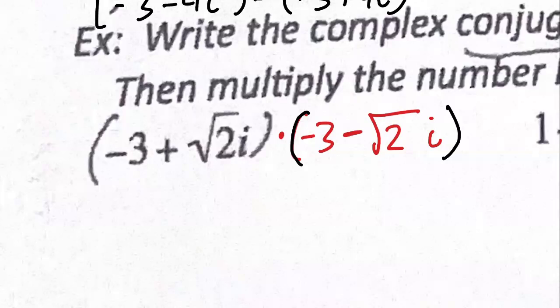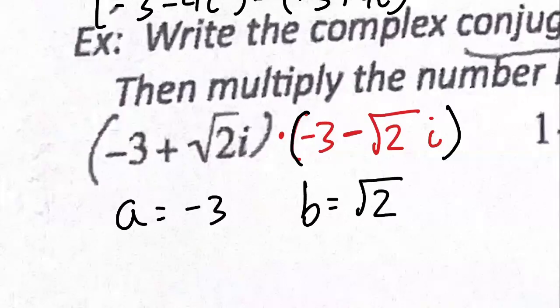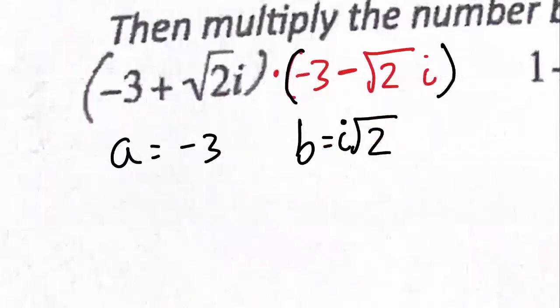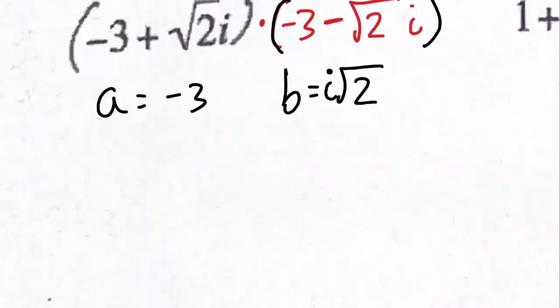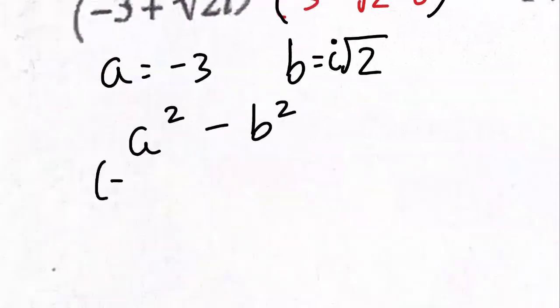Because we're multiplying by the conjugate, we're going to take the shortcut where a is equal to negative 3, b is equal to the square root of 2 times i. I'm putting the i in the front because if I put it in the back it's confusing. Technically the i goes in the back, but I'm putting it in the front to make my life easier. Since we're multiplying the conjugate, a squared minus b squared is a shortcut, so we're just plugging it in.